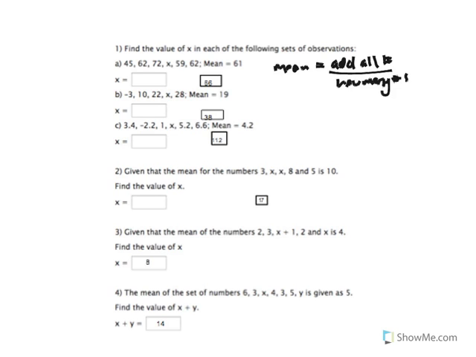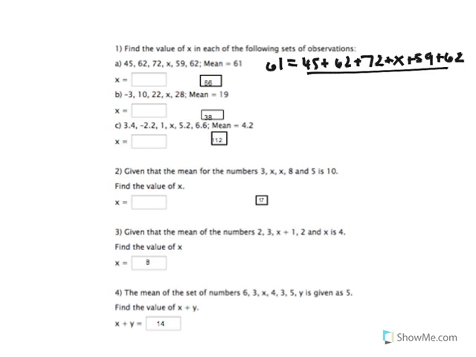So let's add all these numbers together. I'm going to erase this. We have 61, the mean, equals 45 plus 62 plus 72 plus x plus 59 plus 62, divided by how many numbers we have? We have 1, 2, 3, 4, 5, 6 numbers, okay?